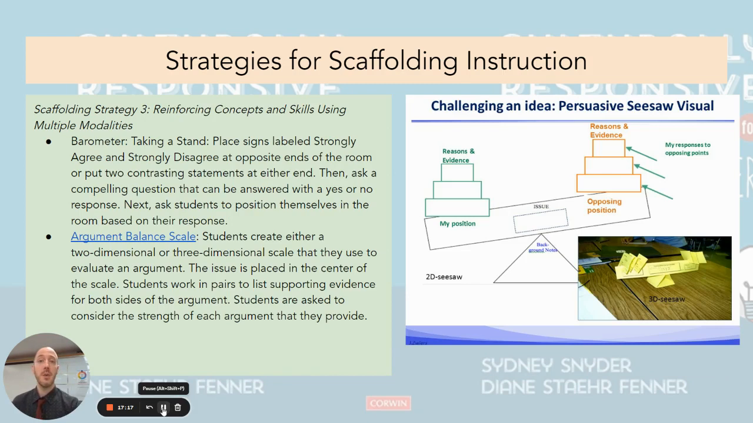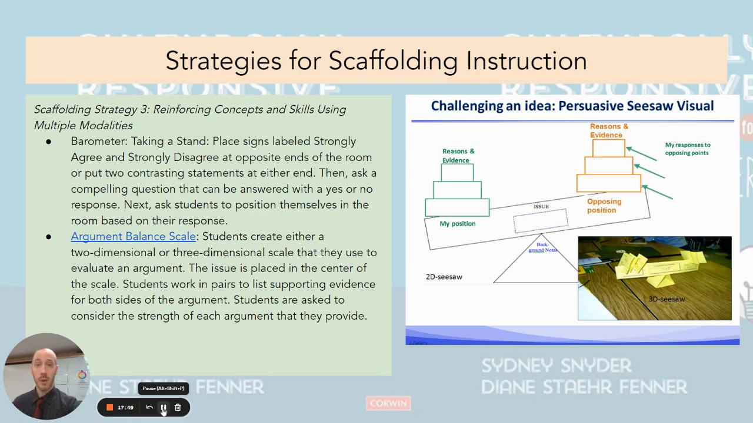A third strategy that we can use is to reinforce concepts and skills with multiple modalities. The use of multimodal learning opportunities can foster student engagement and appeal to learners' varied learning preferences. A few things that we can do for this are the barometer and argument balance scale. So let's talk a little bit more about the barometer. For this activity, I would suggest placing signs labeled strongly agree and strongly disagree at opposite ends of the room, or put 2 contrasting statements at either end.